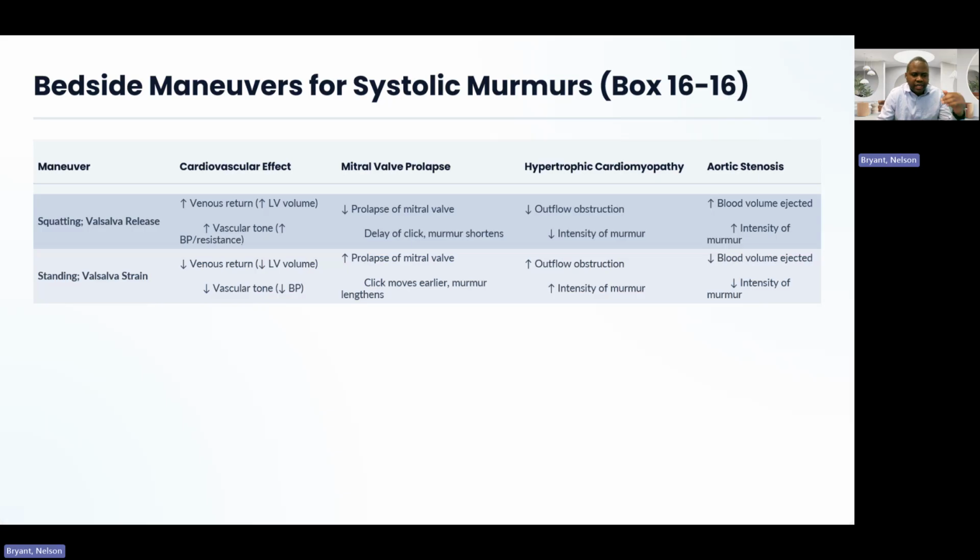For example, standing decreases venous return, which makes the murmur of hypertrophic cardiomyopathy louder, but decreases the murmur of aortic stenosis. These are excellent tools, some of them, to help you tell the difference between systolic murmurs.